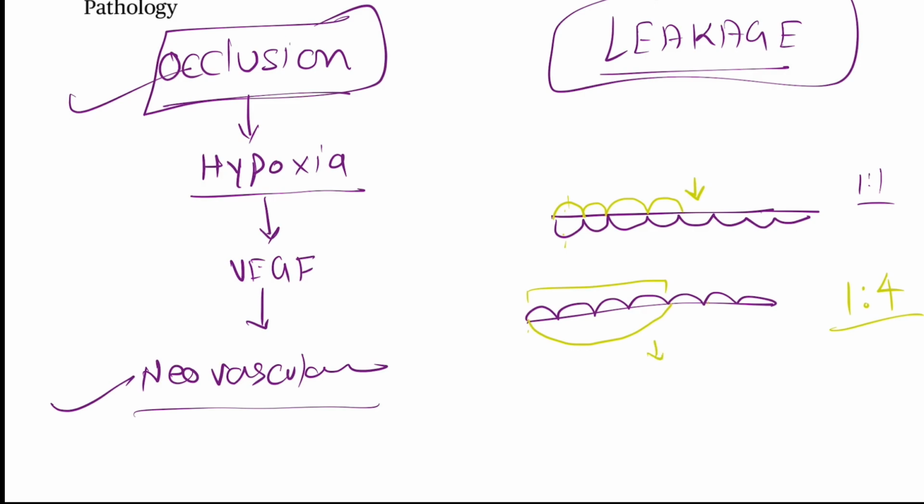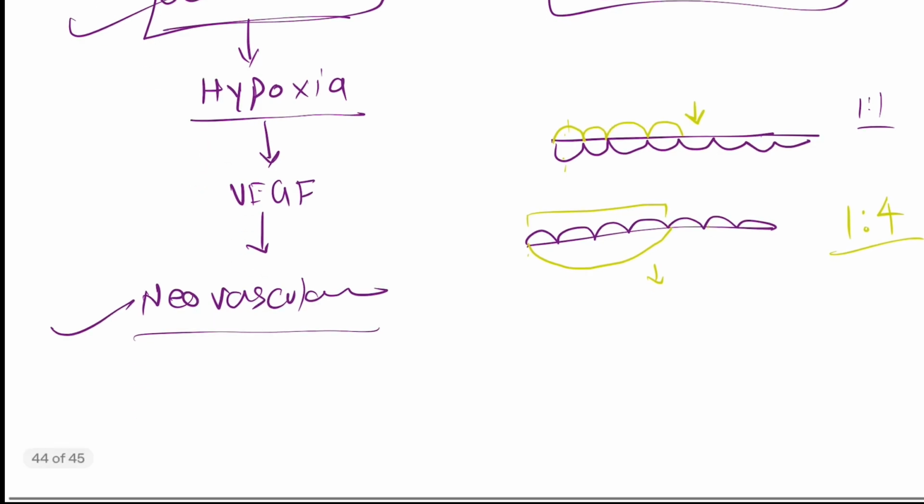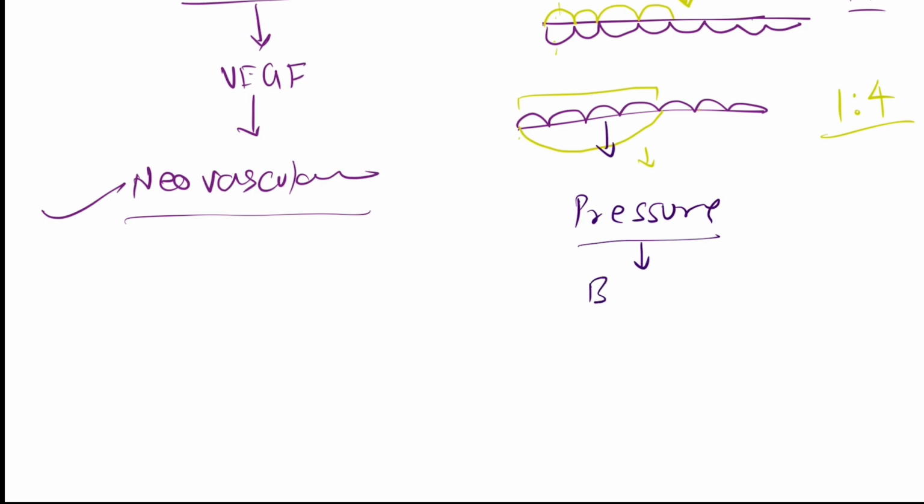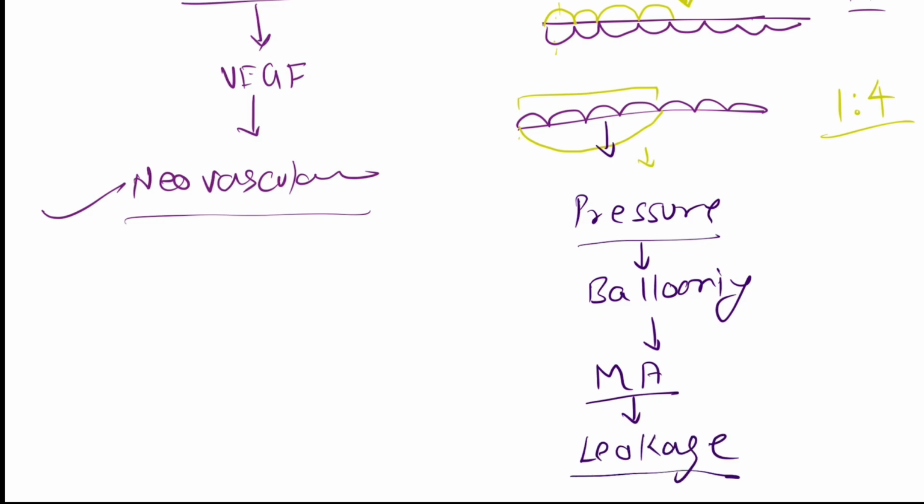If the pericyte number decreases, it means that due to pressure, this thing will bulge out, right? So it means the ballooning of this blood vessel will occur. Due to the balloon, as I already told you, the small balloons in the blood vessels are called microaneurysms. So these are microaneurysms, and due to microaneurysms, the leakage can occur. So this is the whole thing of diabetic retinopathy.